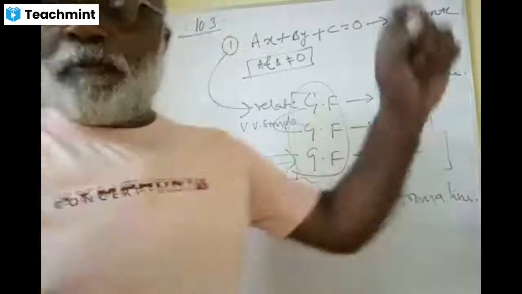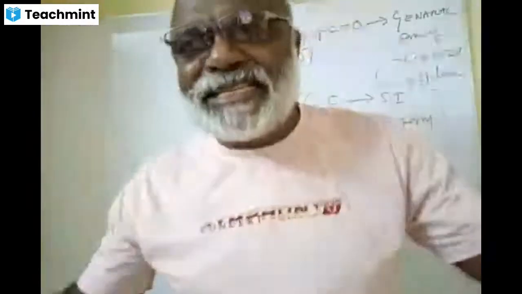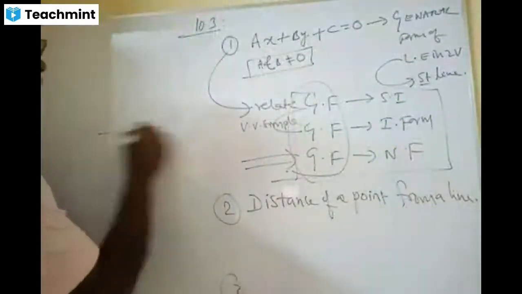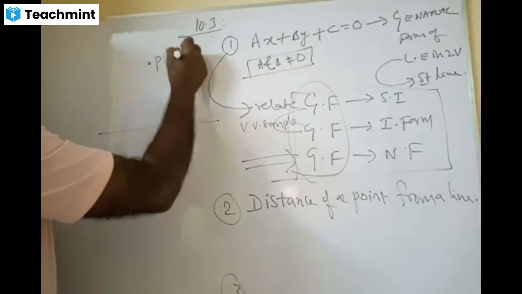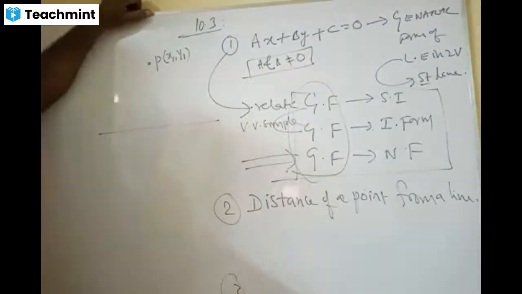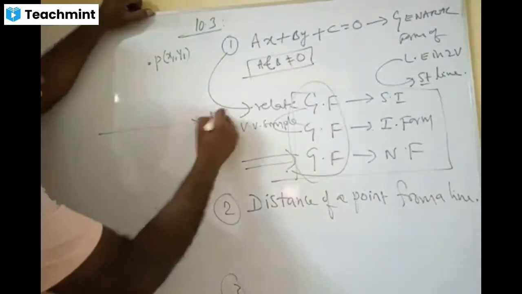Now, a point, what is the distance? That we are doing now. I told you earlier, yes, we have done it earlier. This is the point P. Let us call P as (x1, y1). And this is the line.